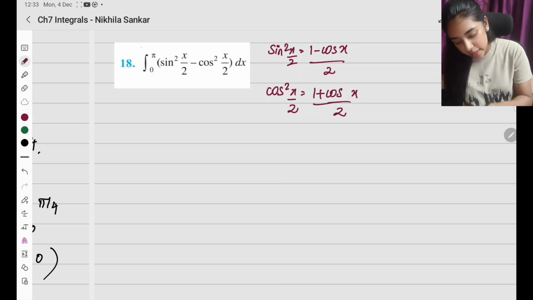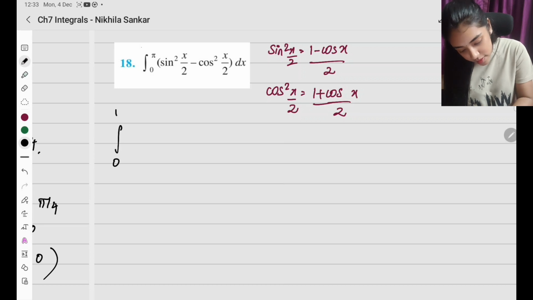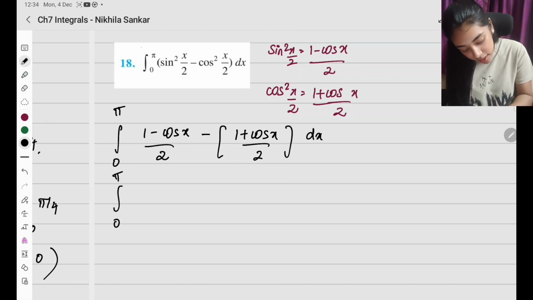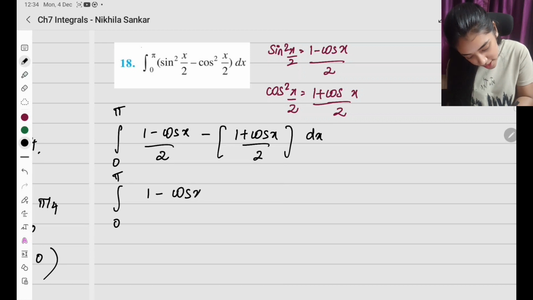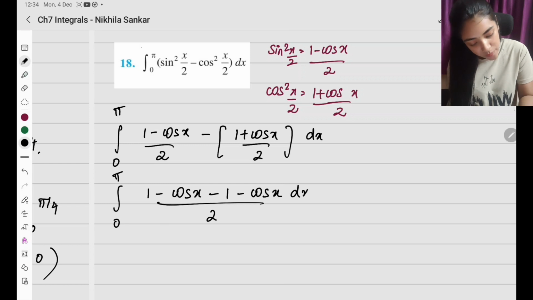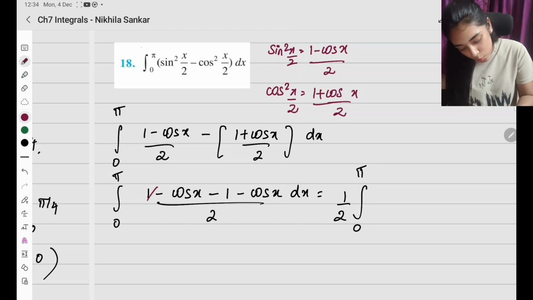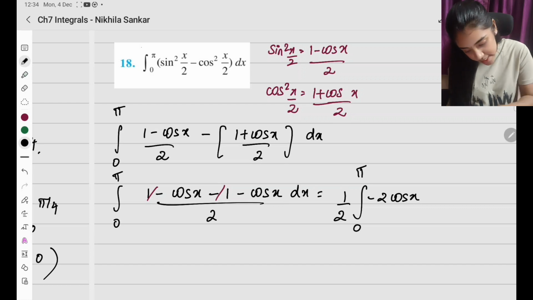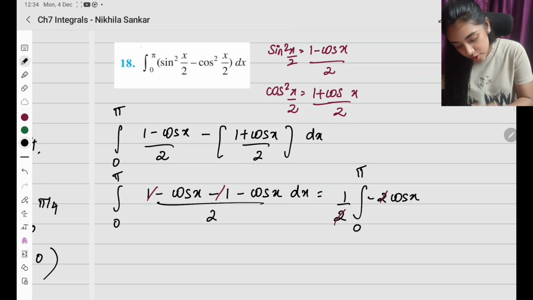Okay. So when I substitute this, I have integral of 0 to pi sin square x by 2, here substituting 1 minus cos x divided by 2 minus open bracket 1 plus cos x divided by 2 times dx. Before taking the integral, let's simplify inside. I have my 1 minus cos x, when I open the bracket, minus 1 minus cos x, the whole divided by 2 times dx. I can take the 1 by 2 outside. Integral 0 to pi. 1 minus 1 gets cancelled. I have minus 2 cos x. Here the 2 and the 2 get cancelled. So I have minus cos x.